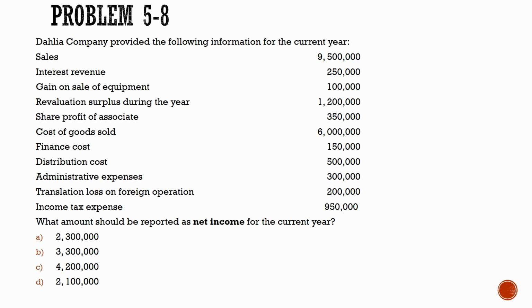May sales daw po na 9,500,000, may interest revenue na 250,000, may gain sales of equipment na 100,000, may revaluation surplus during the year na 1,200,000, may share of profit of associate na 350,000, may cost of goods sold na 6 million, may finance cost na 150,000, may distribution cost na 500,000, may administrative expense na 300,000, may translation loss on foreign operation na 200,000, and mayroong income tax expense na 950,000. For this problem, ang hahanapin naman natin ay ang net income.